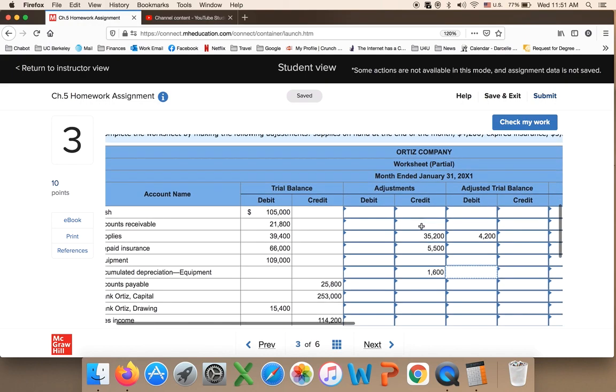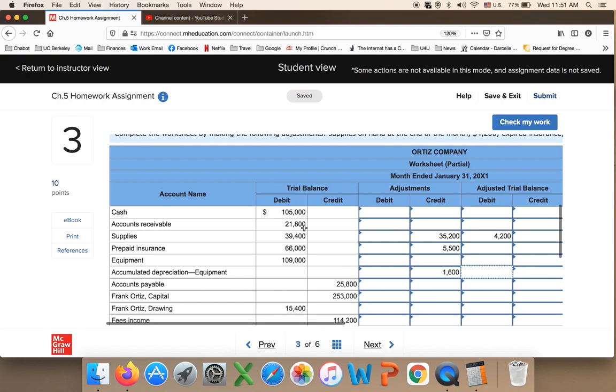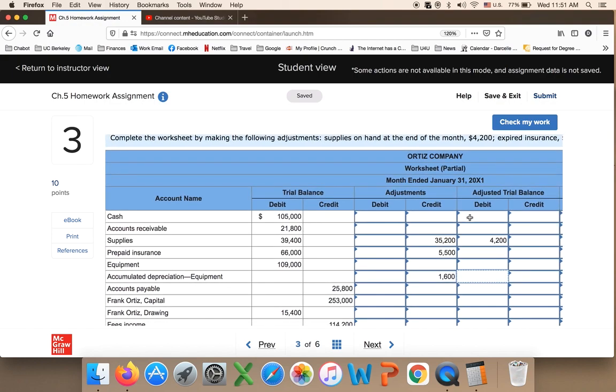The next two columns, we're going to go line by line and combine them. So I'm combining trial balance as well as the adjustments. So I go line by line. Cash has not been impacted, so I just copy trial balance cash. It has not changed. Same with accounts receivables. Oops, that's the wrong column.